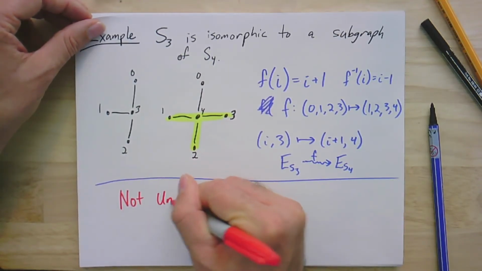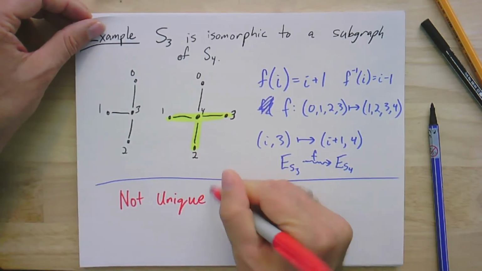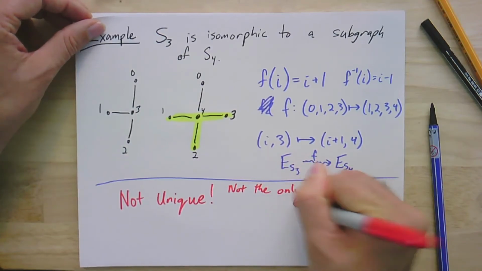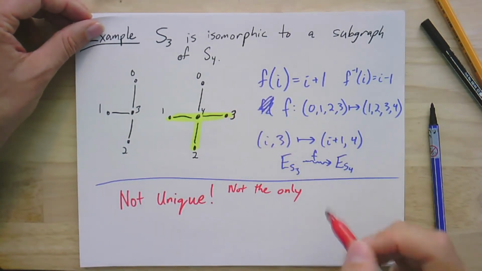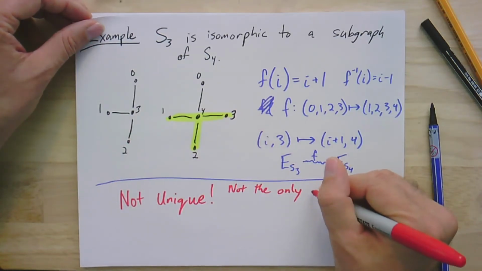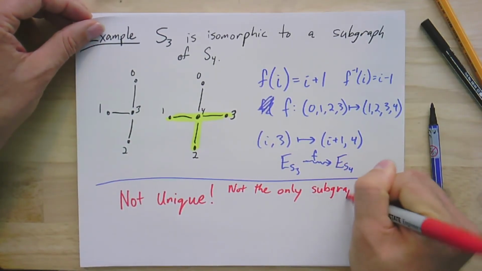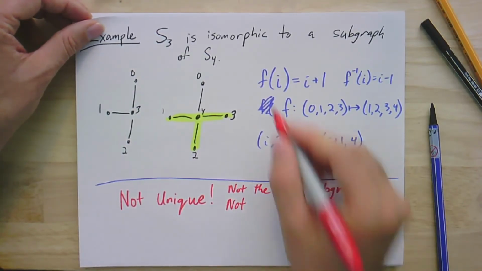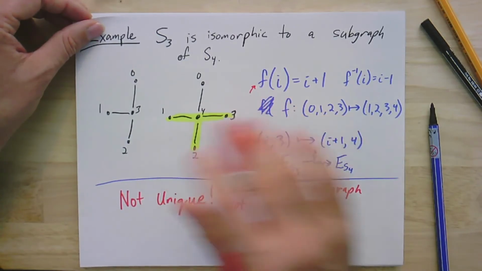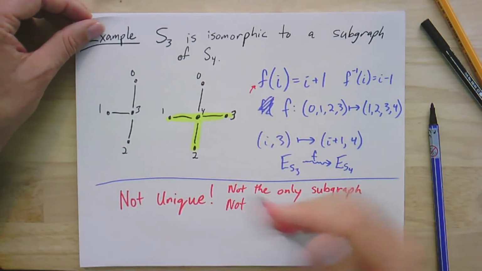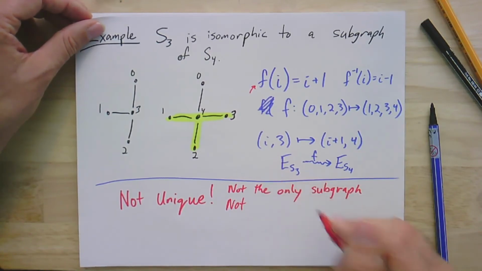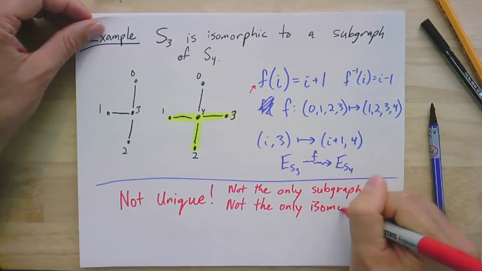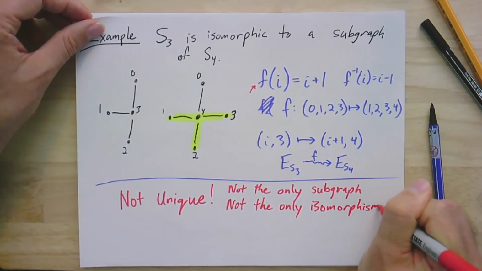One is that this thing is not unique. And there's two different ways in which it's not unique, right? It's not the only subgraph. We could have picked, actually, I think 4 different subgraphs that are isomorphic to S3. And once you pick a subgraph, it's not the only isomorphism. That is, if you think of this f, this function on the vertices, as the isomorphism, the map that does the equivalence, I could have chosen a bunch of different ones. So sometimes there's choices here.